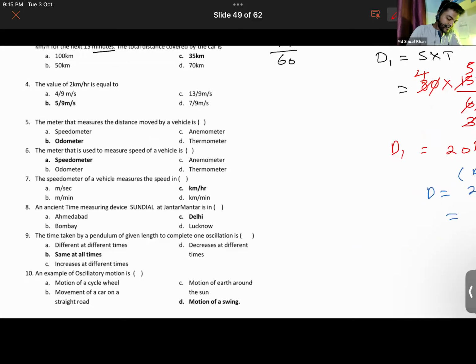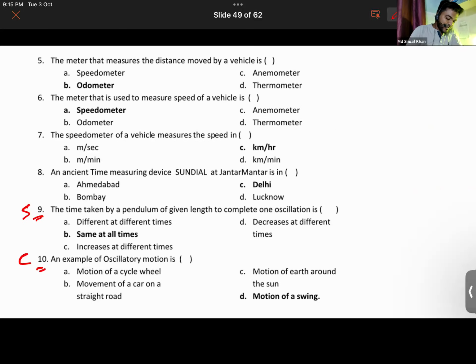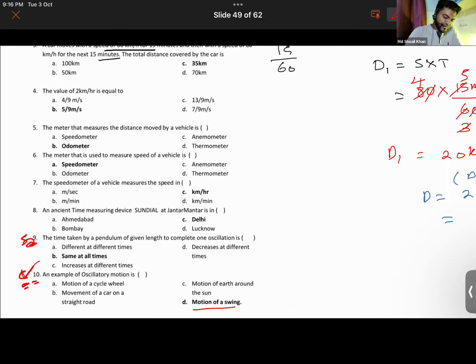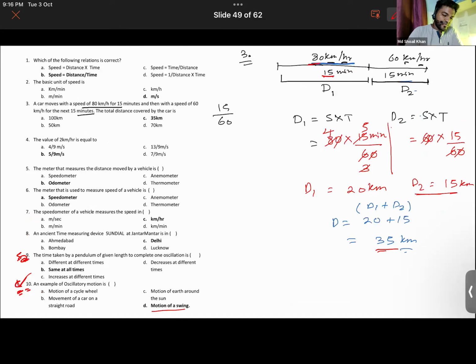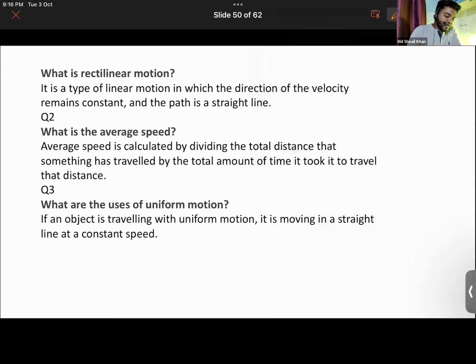Question number 9, Sundus, you solve this one, and question number 10, Chakrika, you solve this one. I believe question number 9 was already solved. Chakrika, what about question number 10? Chakrika told the answer for the ninth one, so you tell the answer of question number 10. It's like motion of a swing. We have already done that 10th question in class, in the examples.